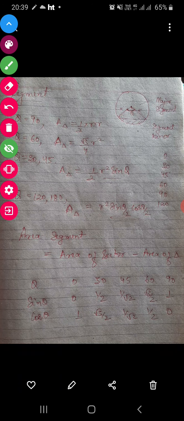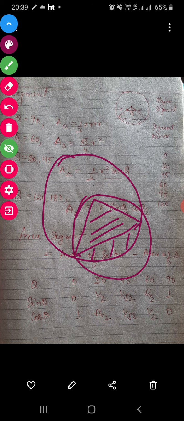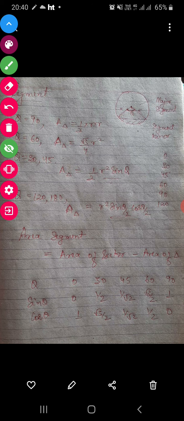I hope you all are understanding. Again, this is a segment, this area is the segment. We cannot derive it directly, so we will form a sector. We will get the area of the complete sector, and we will remove the area of this triangle, and finally we will get the area of the segment.